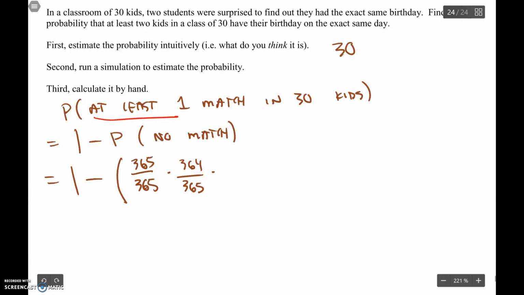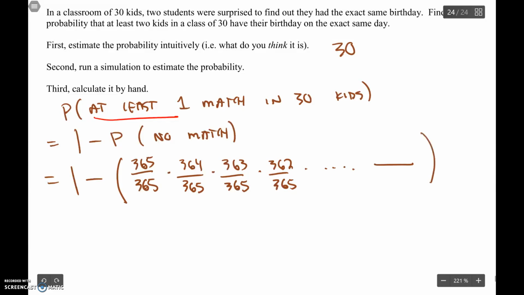Times, third kid walks in, 363 out of 365. Because now there's 2 birthdays, there's 2 days of the year that are taken up, and if that kid has either of those 2 days, he'll match up. So what's the probability he doesn't match? 363 out of 365, times, so hopefully you guys can kind of see the pattern here.